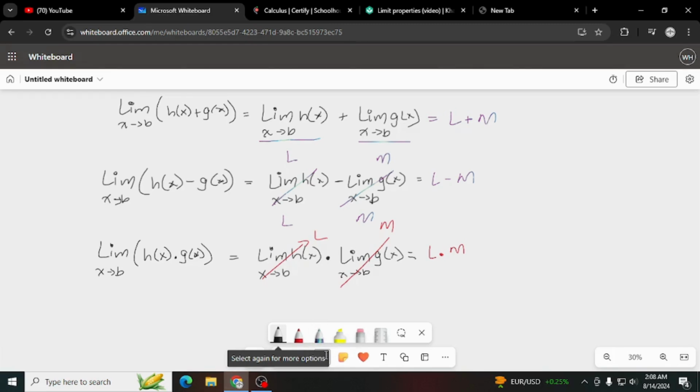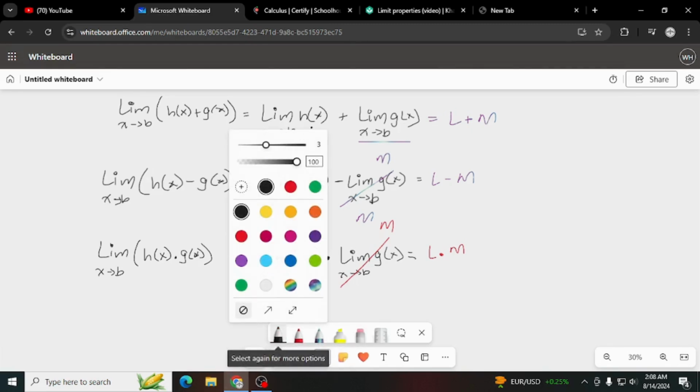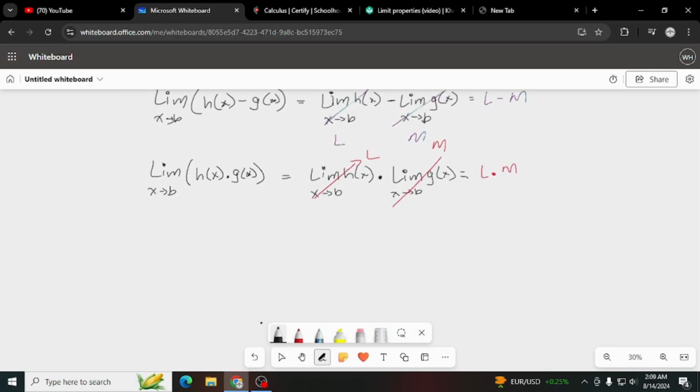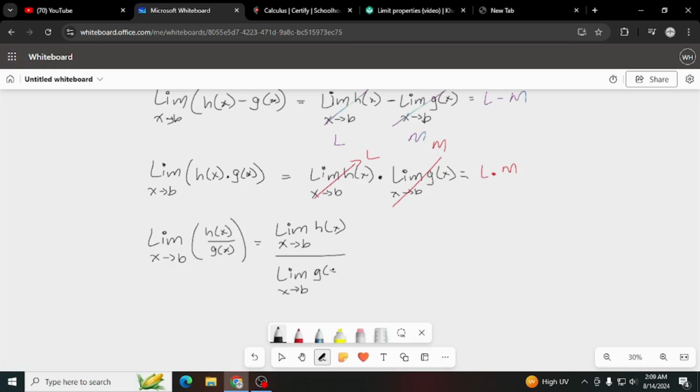Now let's see what happens when we take quotients of these two functions. We have the limit as x approaches b of h of x over g of x. It's a pretty simple case. You take the limit as x approaches b of h of x and divide that whole thing by the limit as x approaches b of g of x. Again, these two things are approaching something, that's L and that is M, so that's just going to be L over M.